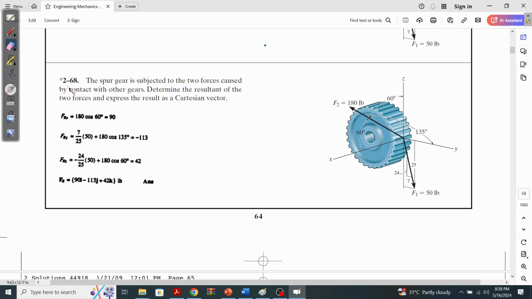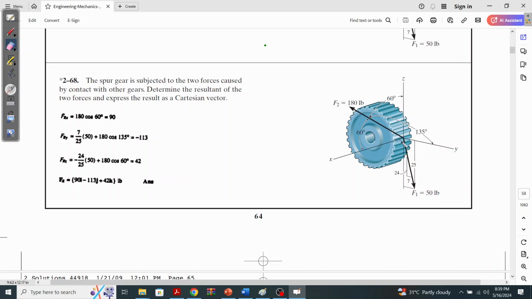Hello guys, today we are going to solve a very short numerical which is quite interesting. If you look at it, they have given you a special type of gear we study in machine design. It's called a bevel gear, and they say the gear is subjected to two forces caused by contact with other gears. One force, F1, is 50 pounds.